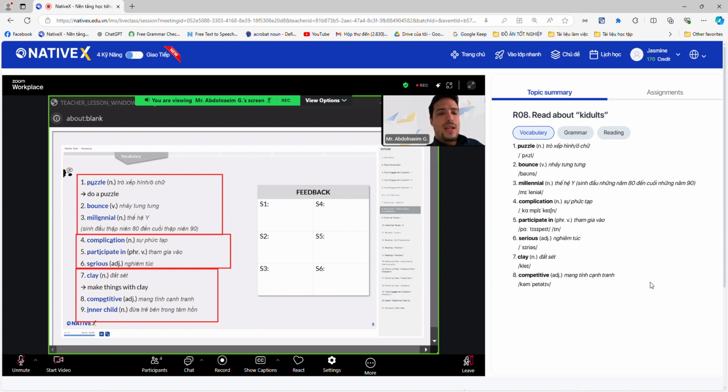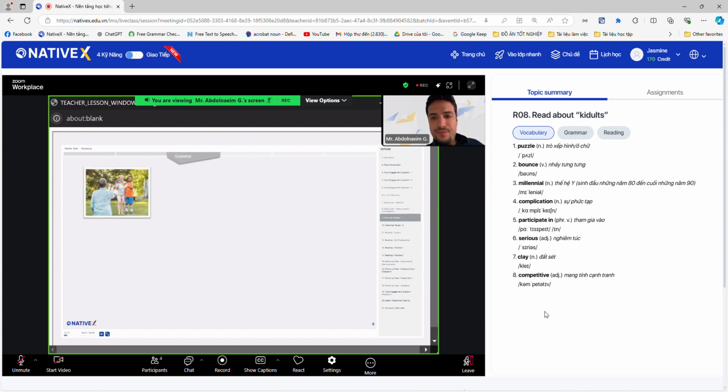All right, now let's continue and check our grammar topic. So, look at the photo and look at this sentence. Doing kids' activities is fun. Can you identify the subject of this sentence? What is the subject of the sentence? You can raise your hand.